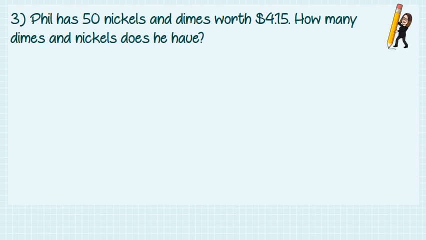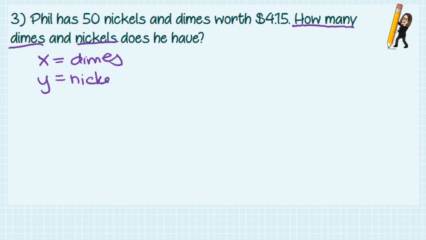So let's move away from the table and let's create systems of equations on our own. Number 3, Phil has 50 nickels and dimes worth $4.15. How many dimes and nickels does he have? Okay, so first of all, I want to identify my unknowns. So I'm looking for how many dimes and nickels does he have? So X, I'm going to make dimes. Y is going to be nickels. If you flip those around, not a big deal. Just make sure it matches or follows along the same way.